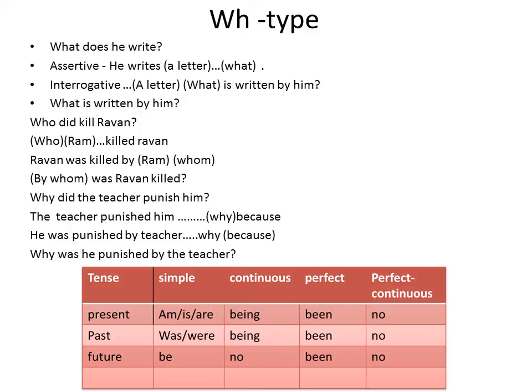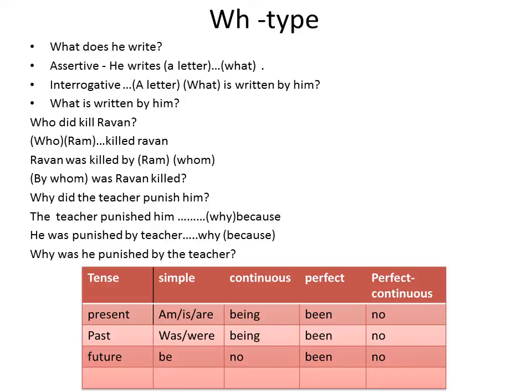Then we know how to change this sentence into passive voice. That is, a letter is written by him. Then again, in place of a letter we use "what": what is written by him. So this is simple, but somehow it is difficult also. We have to do practice.